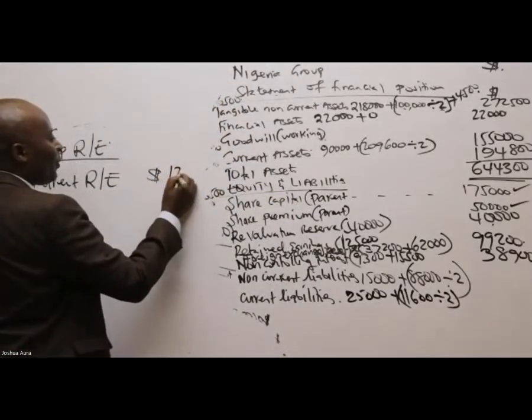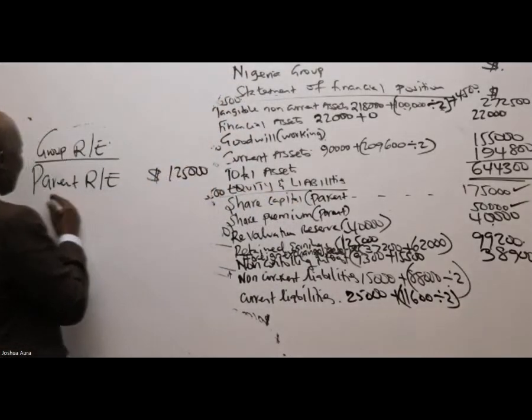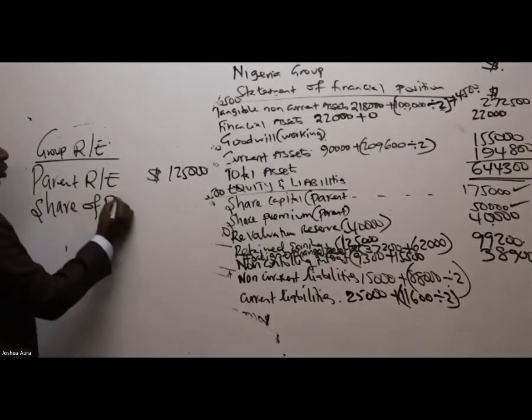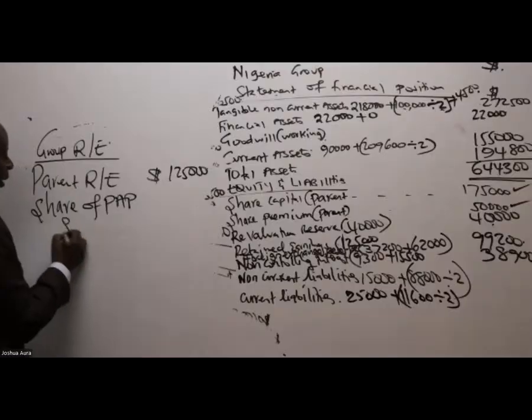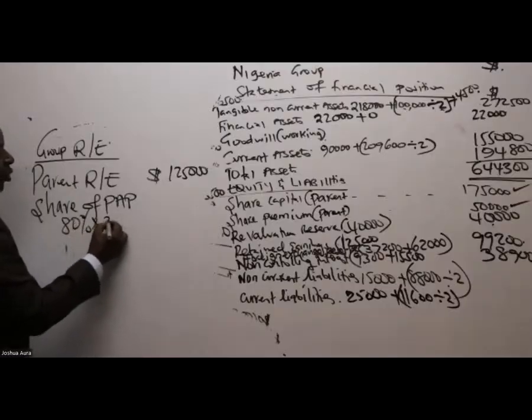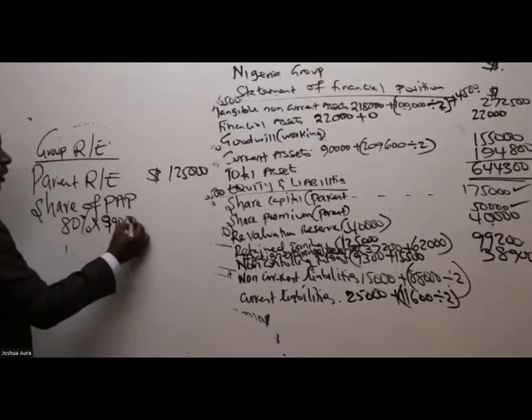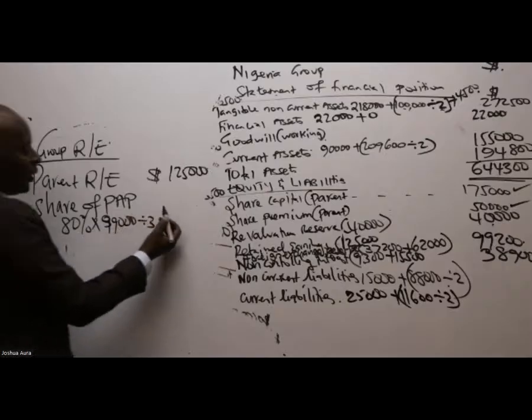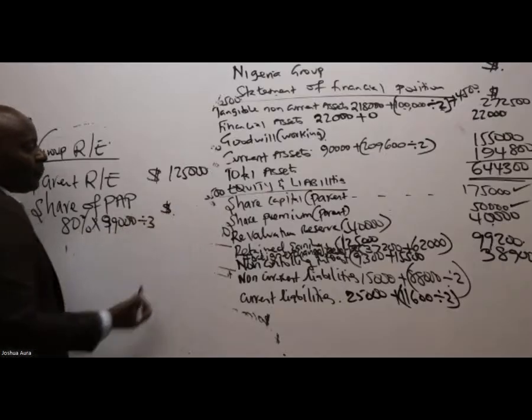So remember here we can only bring the share of POP alone. The share of POP will be 80% of the 33 or 99,000, but divided by 3. So could you kindly give me this figure? How much will it be, somebody?